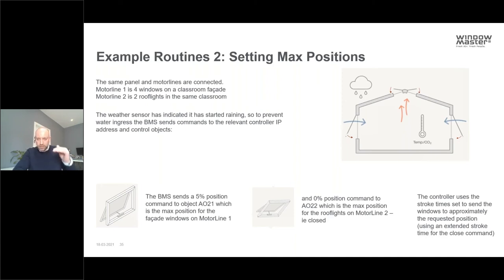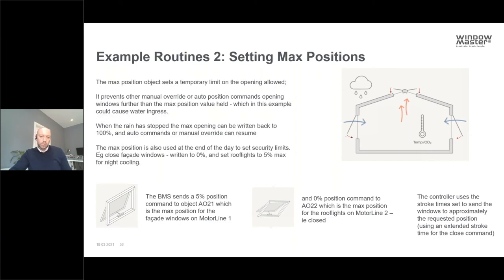And even if there's an existing auto command trying to open the windows further than that, this caps the maximum opening that the windows are allowed to go to. So it'll close the windows down to the 5% position according to the max position set. And for the roof lights, because of obviously the risk of water getting in through the roof lights, we want to send a 0%, which is a close command, to AO22. And the controller again uses the stroke time set and sends those vents to the approximate positions required.